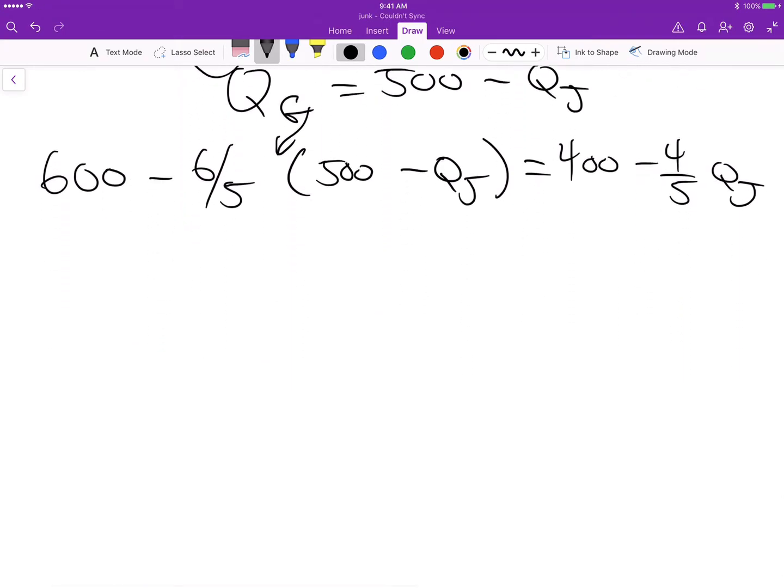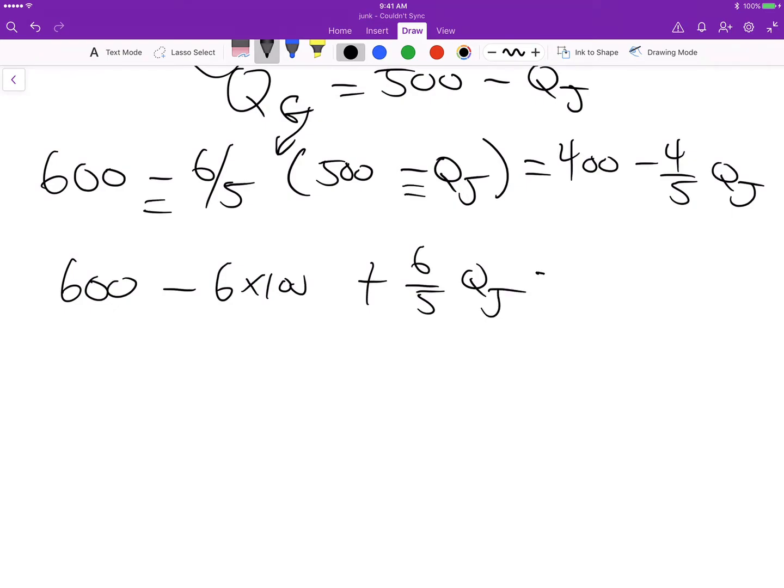All right, let's finish this off here. 600 minus 6/5 times 500 plus 6/5 QJ. Make sure we keep these minus signs straight. It's easy to screw that up on a quiz and lose some points. Equals 400 minus 4/5 QJ. These are going to cancel out.